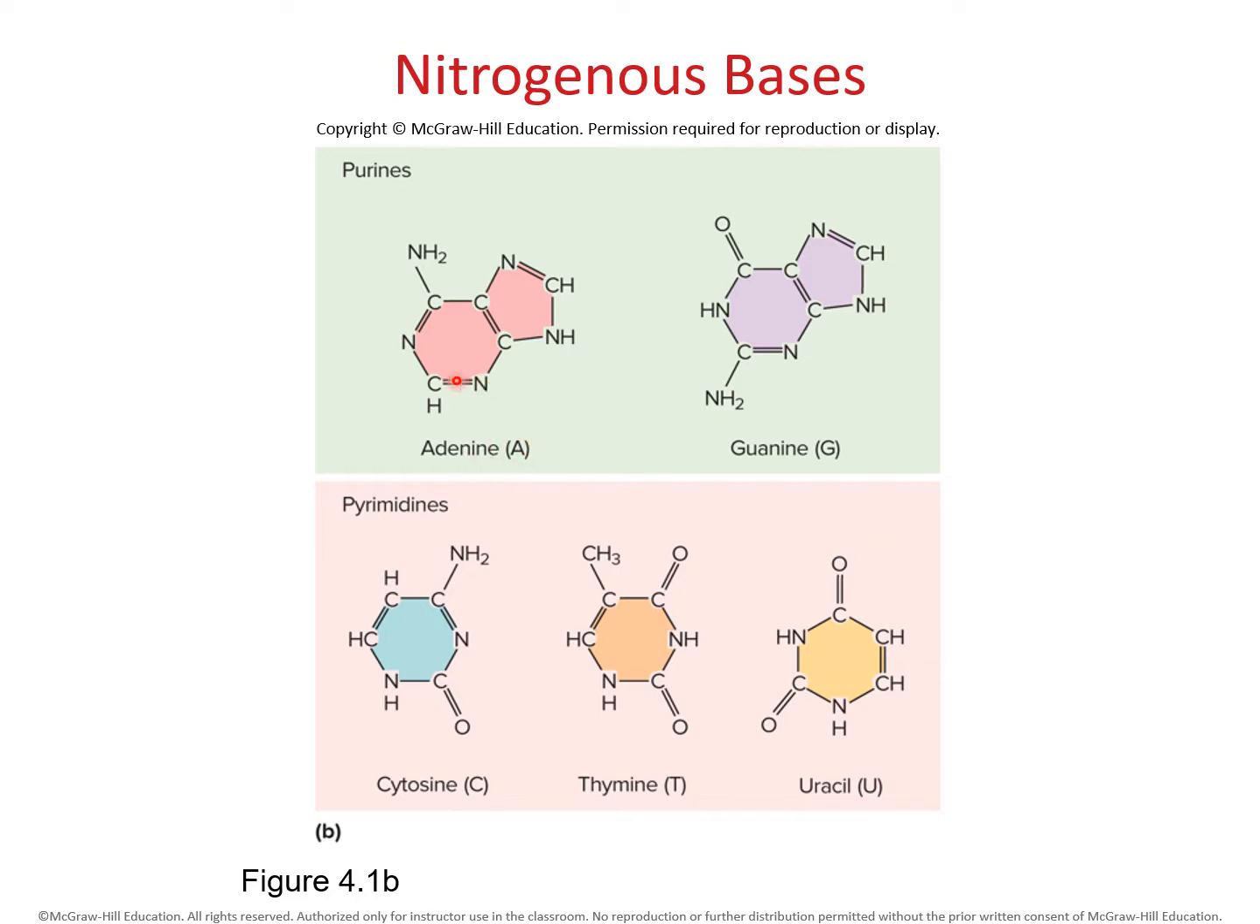This is just showing you adenine and guanine, which are classified as purines. Purines are going to have a double ring in the chemical structure, and then you have pyrimidines, which will be a single ring, and those are going to be cytosine, thymine, and then uracil when we're dealing with RNA.